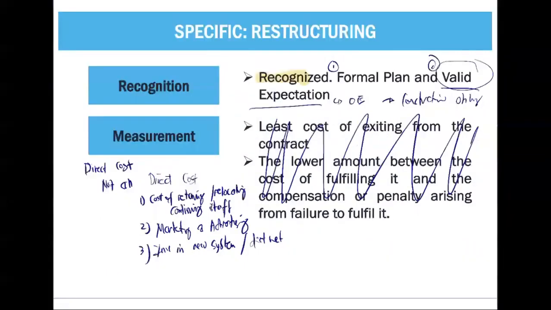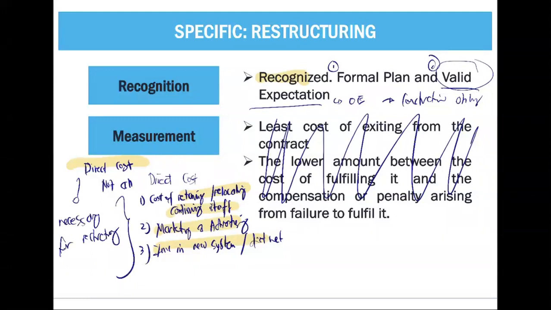Using the direct costs. What are the direct costs not included? First, costs of retaining or relocating continuing staff, marketing and advertising, investing in new system or distribution network. So this excludes those expenditures as part of your restructuring provision. So when we talk about your direct costs again, these are your costs necessary for restructuring, except the three items. Cost of retaining or relocating, marketing and advertising, investment in new system or distribution network.